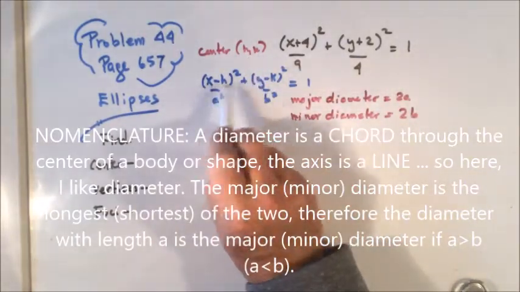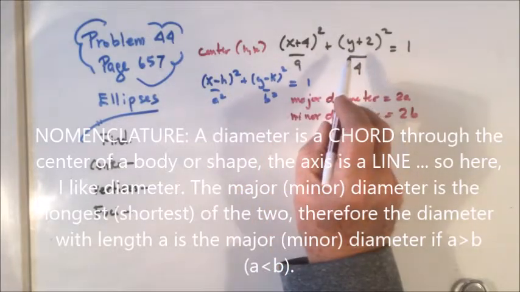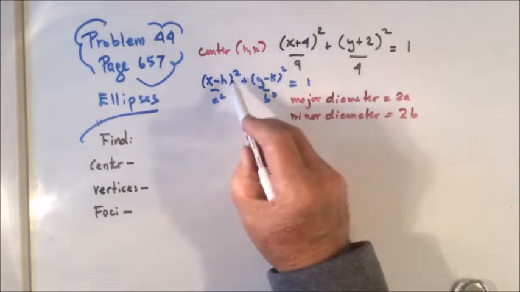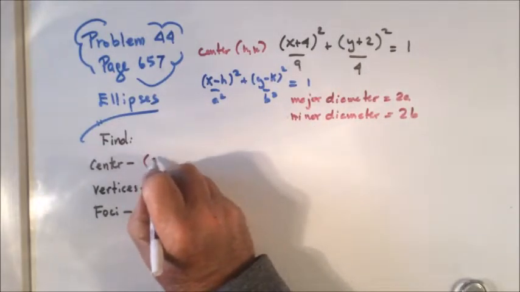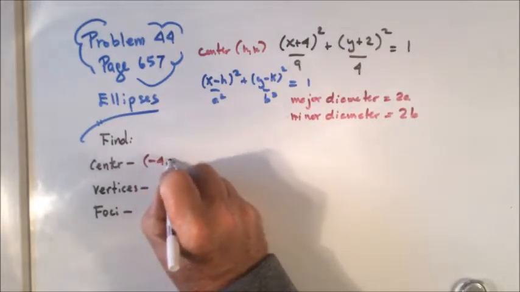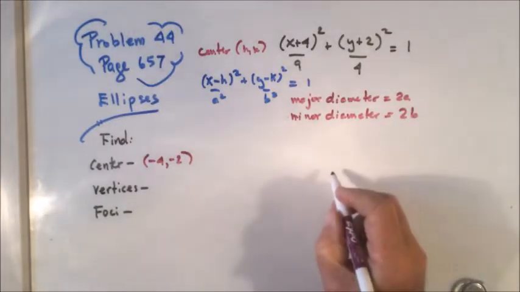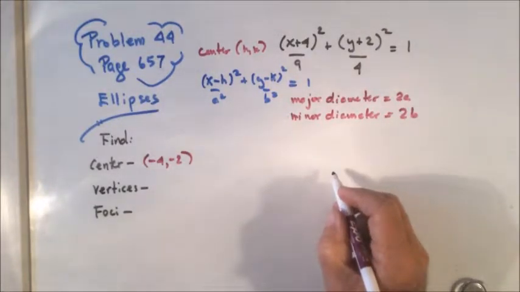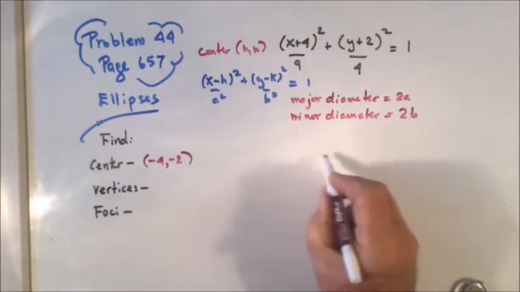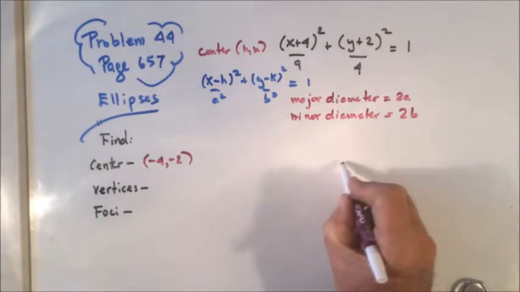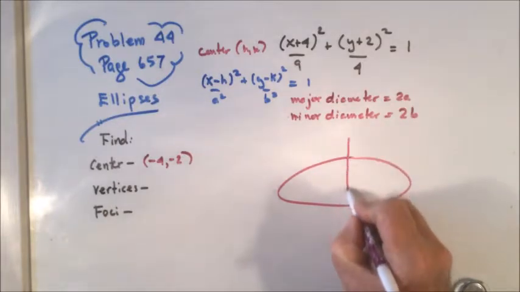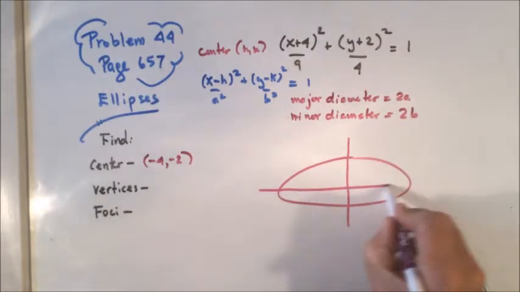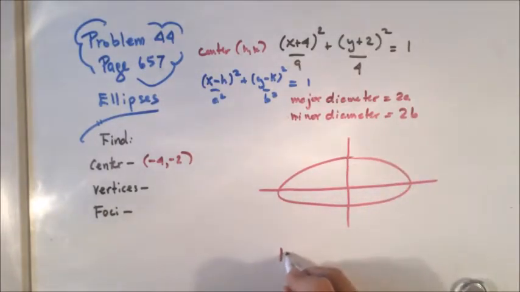If this is the general form and this is the problem we're working with, clearly h is equal to minus 4, k is equal to minus 2, and that's the center. So I want a pretty good size ellipse. I'm just going to draw some ellipse and put some axes through it. What I've just told you is that this dimension right here is 2a.